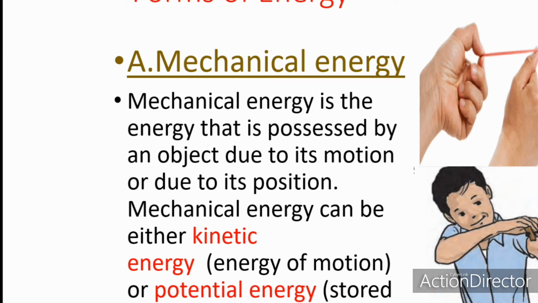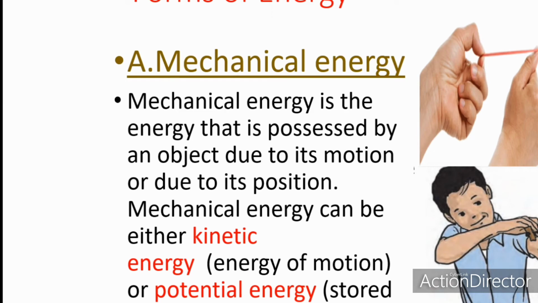So what is mechanical energy? Mechanical energy is the energy that is possessed by an object due to its motion or due to its certain position. So in these cases, what happens? In case of a catapult, the energy is stored because of a certain position, and then that energy is given to the stone and the work is done.